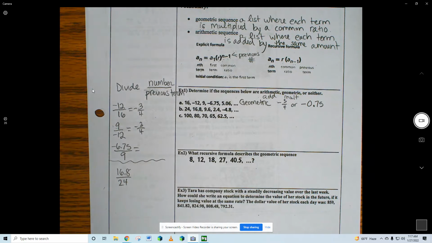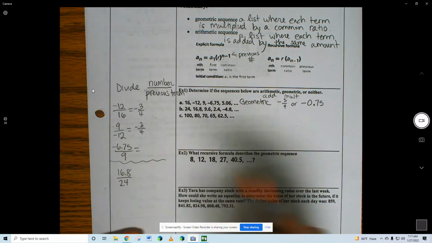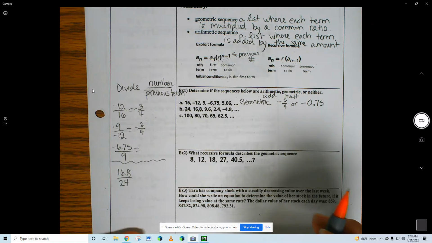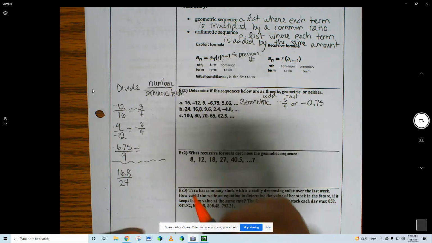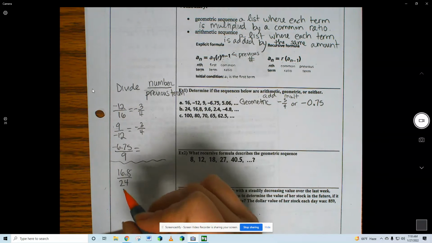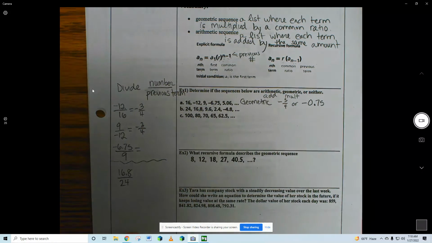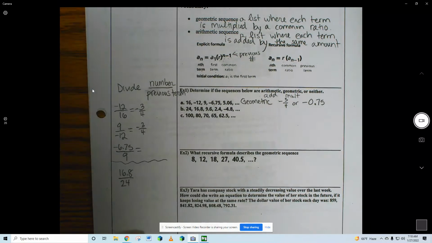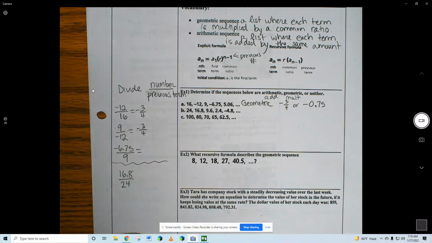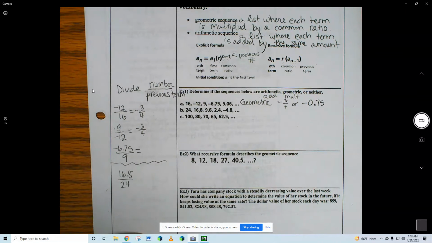So why don't you guys try it? Can we multiply by something? Are we adding or subtracting something? What's happening? Do you guys want to grab the calculators? Because these are better to do that way. Okay, why don't you guys grab calculators?